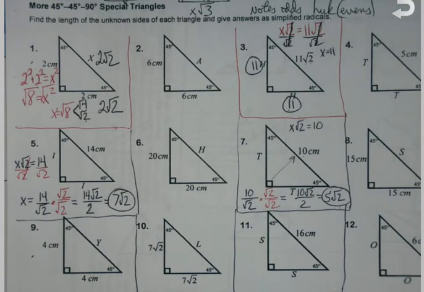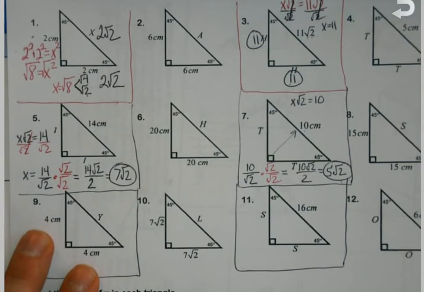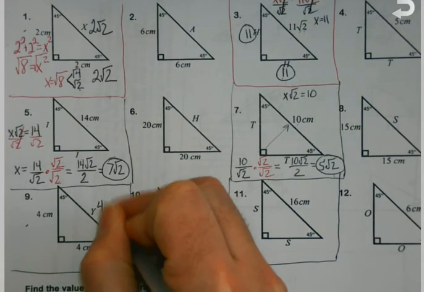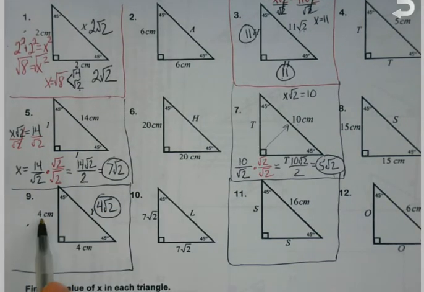But let's see if we can apply this without doing all the math. My legs are each 4 on number 9. What's my hypotenuse going to be? 4 square root of 2. Because the pattern is whatever this is, if I times it by the square root of 2, I get the hypotenuse. Could I do the Pythagorean Theorem? Sure. I'm not going to tell you you're wrong if you do. It's just going to take you some extra time. That's all.